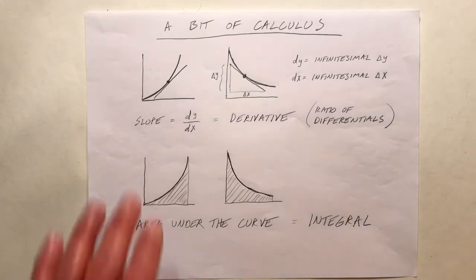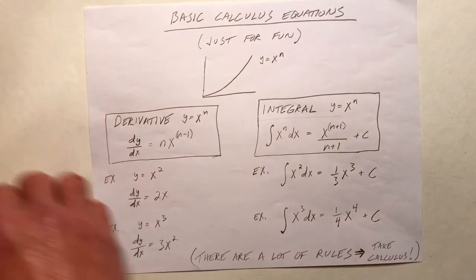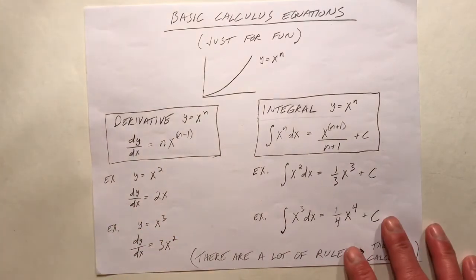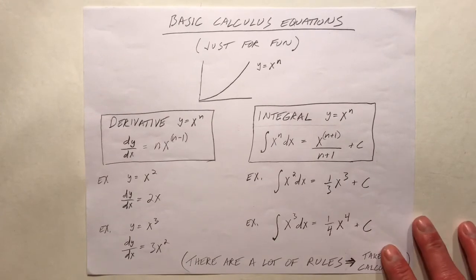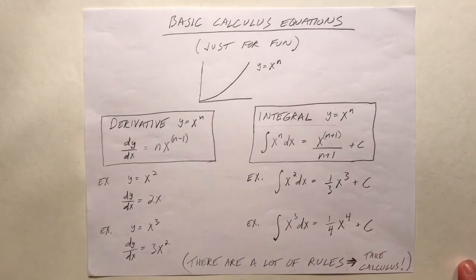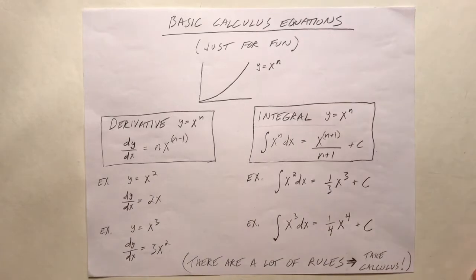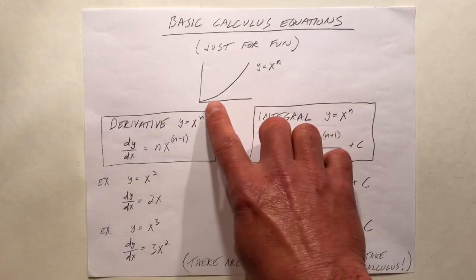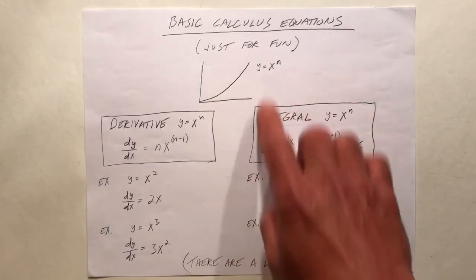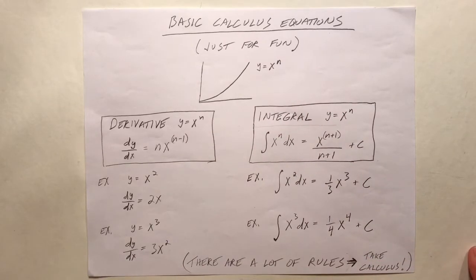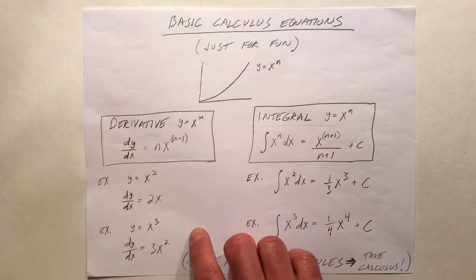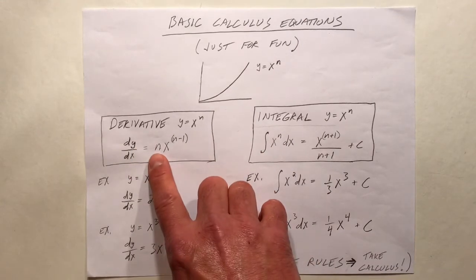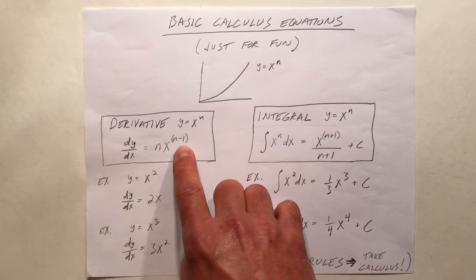All right, so let's take a look at a few basic calculus equations here. We're not really going to get into any heavy-duty calculus here, but I do want to make the point that there are specific rules that you follow in calculus, and here's just a couple of them, just for fun. Let's say that we have some kind of a line expression here, y equals x to the n power. If we were to do a derivative of that, we would say that dy dx is always going to be n times x to the n minus 1 power.